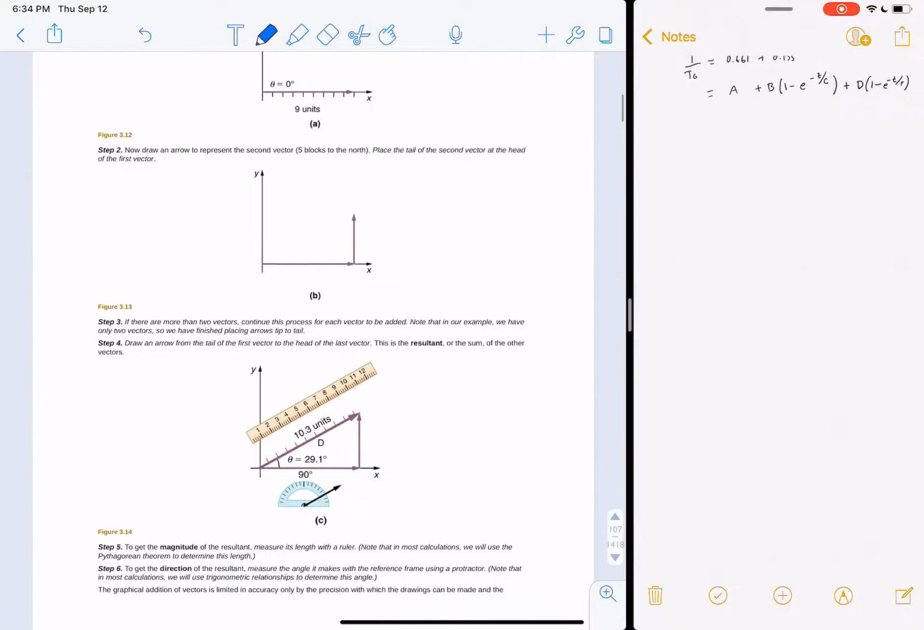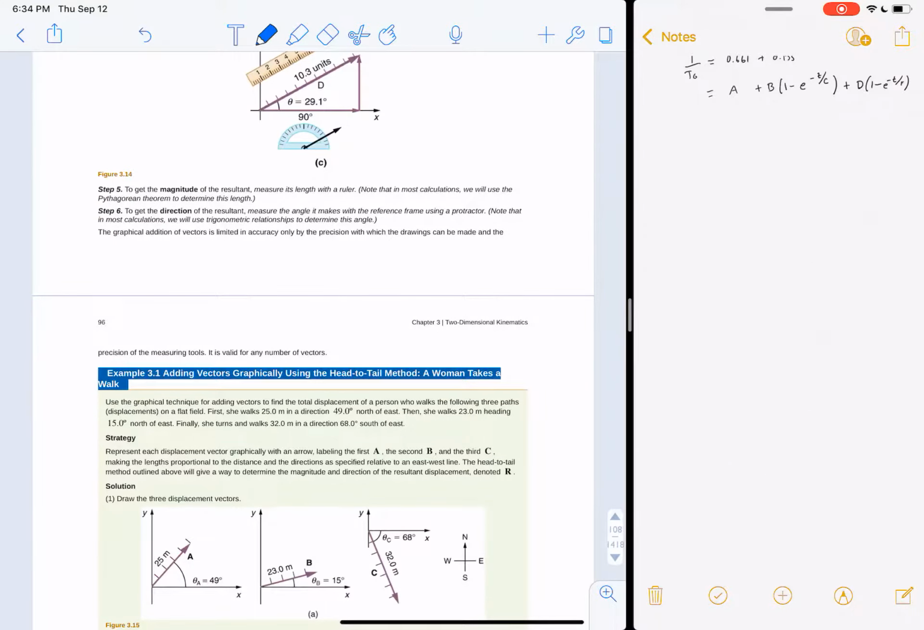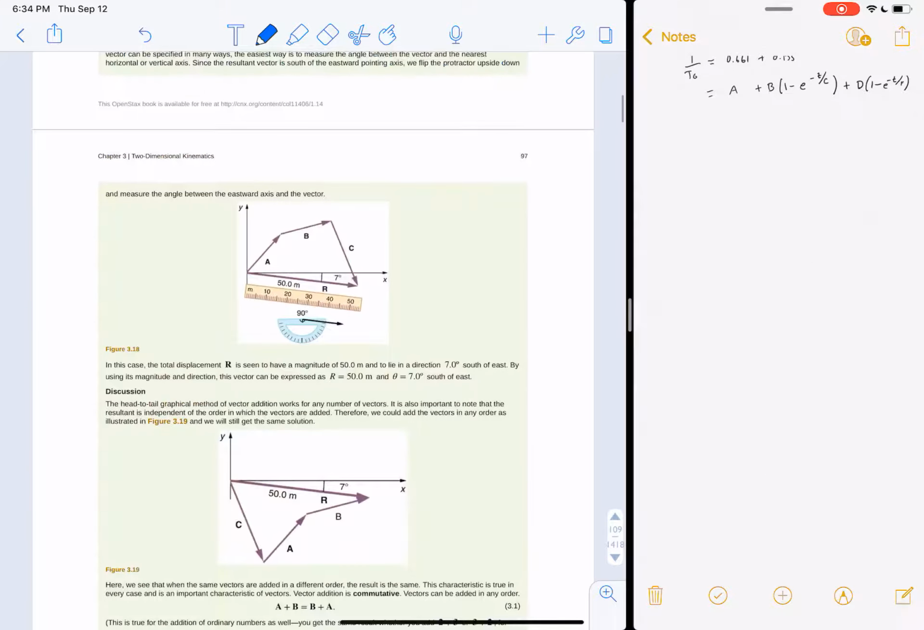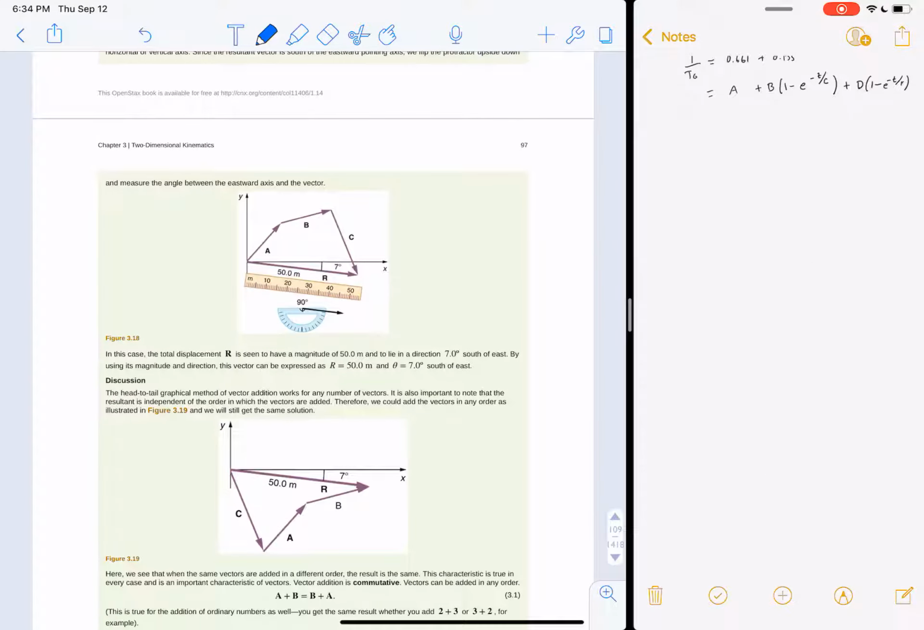Alright, so that's what they're just going through there, different examples. So adding vectors graphically, A, B, C added up. If you add A plus B plus C, the result of A plus B plus C is that vector called the resultant. You didn't have to do anything, you just put them head to tail to figure out the resultant. So if you walk this far, then that far, then this far, your resultant is there. That's how far away from home you are. Okay, so it's not very difficult.